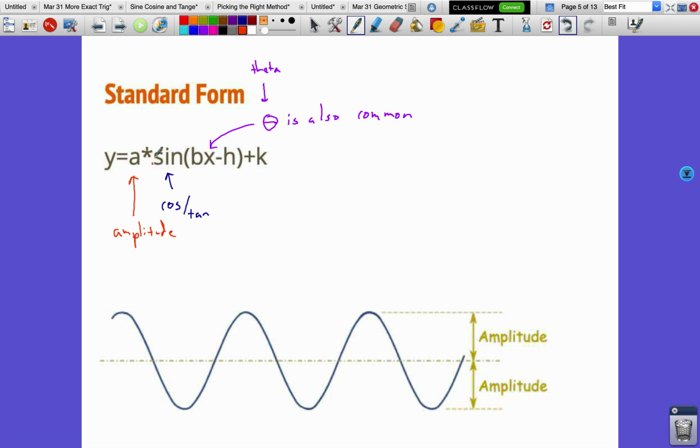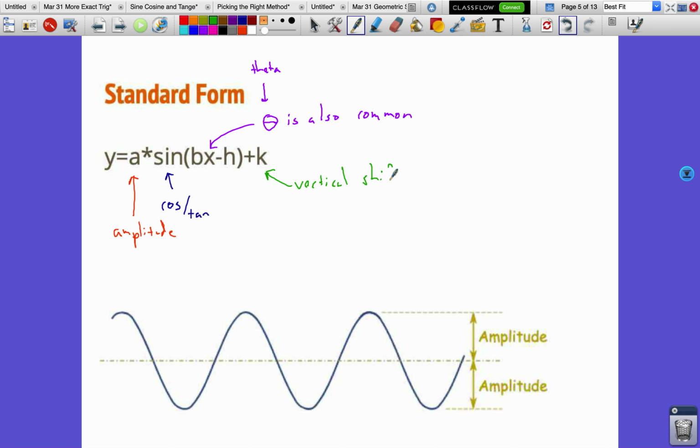So whatever number we see at the front there, if we don't see a number, we'll assume it's a 1, and the amplitude of that sine wave will be 1. But if we see like a 4 here, it means the amplitude is 4. I'll also point out K is the vertical shift.